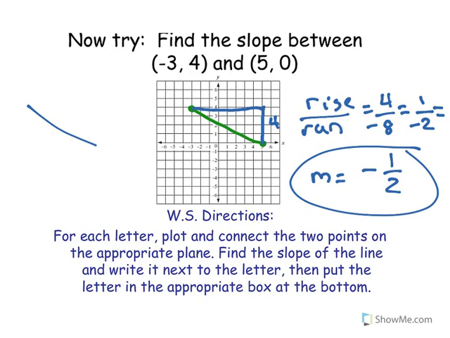So directions for the worksheet, that's going to be your homework, okay? For each letter, plot and connect the 2 points, find the slope of the line and write it in the letter, and put the letter in the box at the bottom. If you just have the letters filled out, I'm going to know you didn't do it, right? In other words, yes, you can Google the question and it will give you the answer, okay? That's not what I'm looking for. I don't care really about the riddle. I want to see you draw the lines.